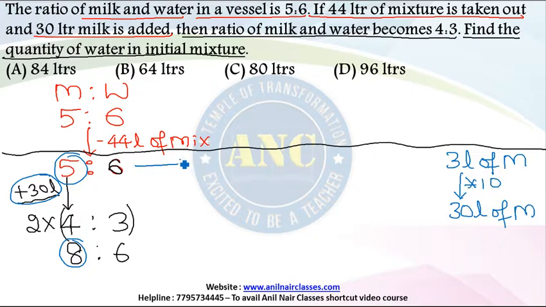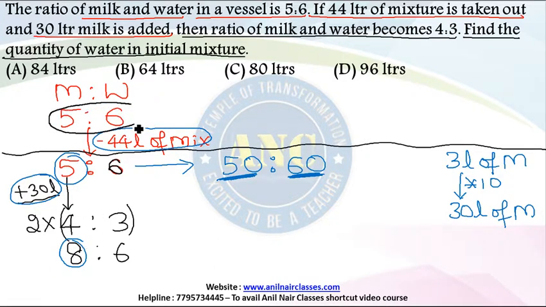This 5:6 also multiply by 10. 5 into 10, 50. 6 into 10, 60. That means at this point of a time, 50 liters of milk is present. 60 liters of water is present. This is after removing 44 liters of mixture. Now 44 liters of mixture is removed in what ratio? It is removed in the ratio 5:6.